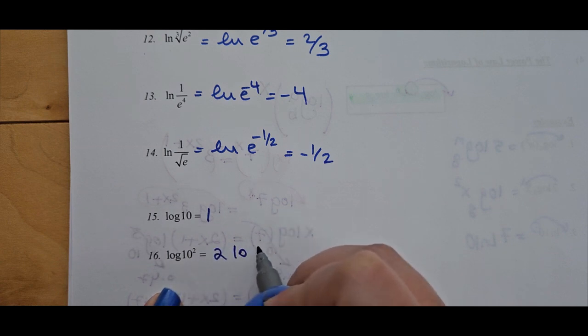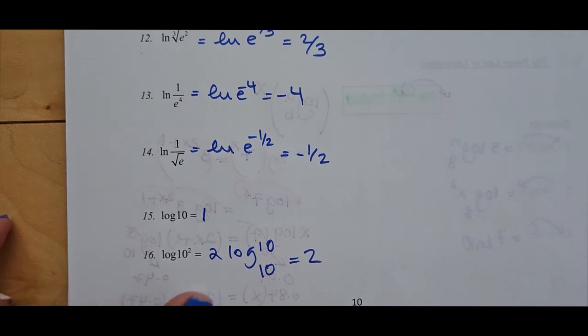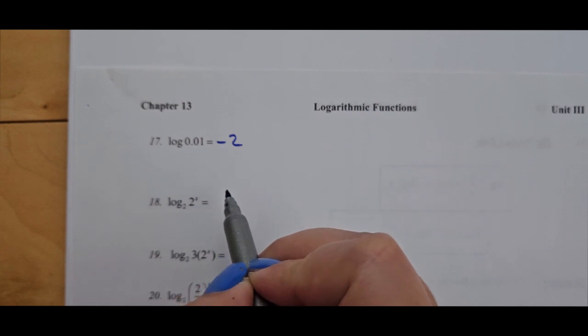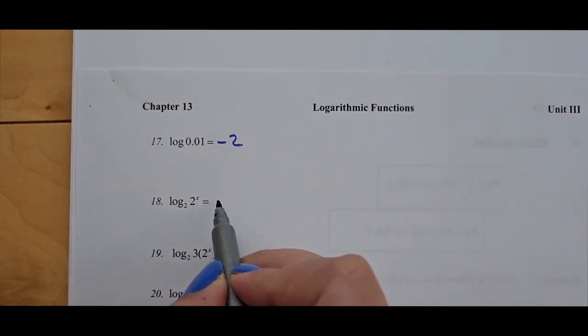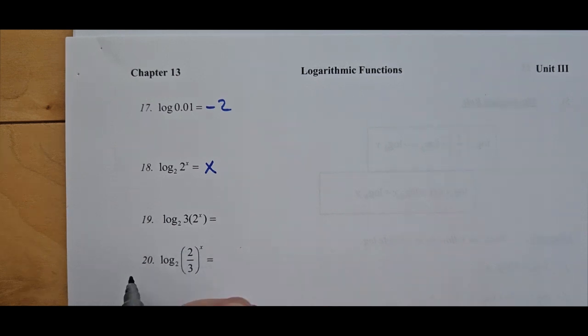Now here, 2 log 10 base 10, the answer is 2. Okay, a few more examples. That would be negative 2. I leave it up to you to find the answer. Here, the answer is x. Now here, what do you guys think about this one?